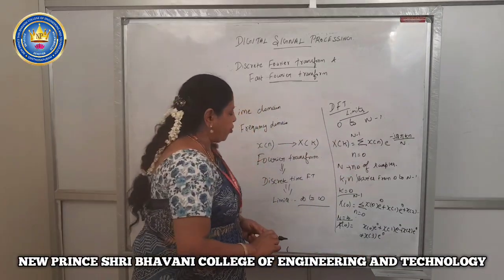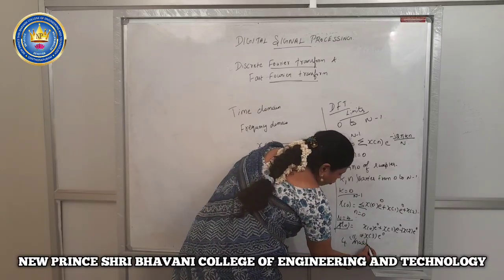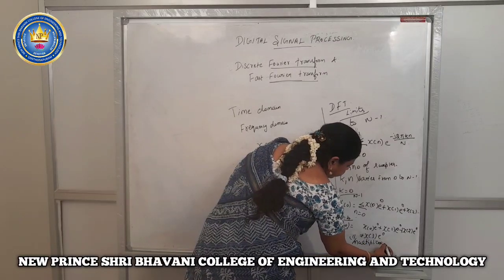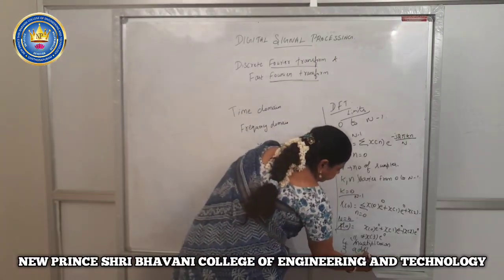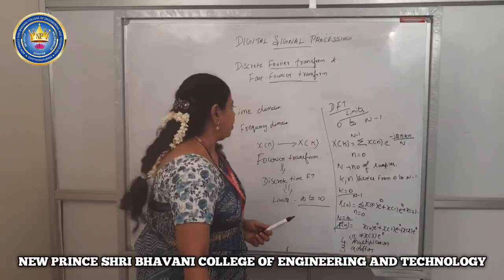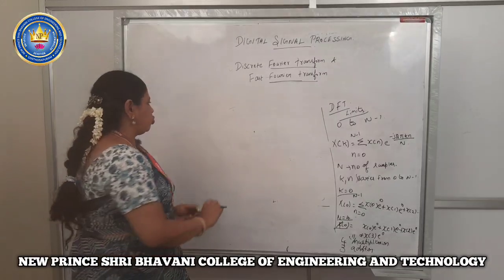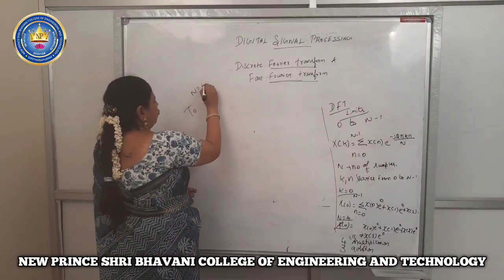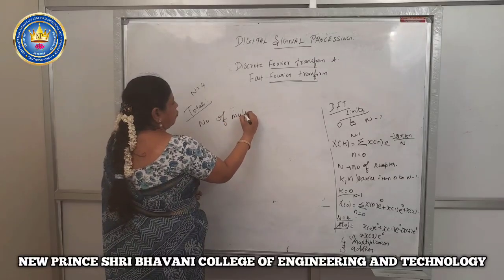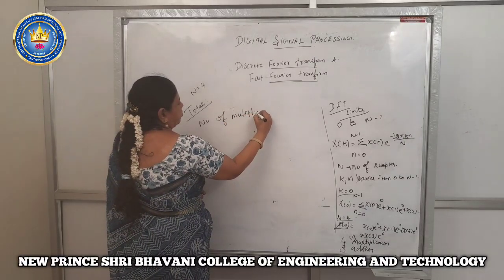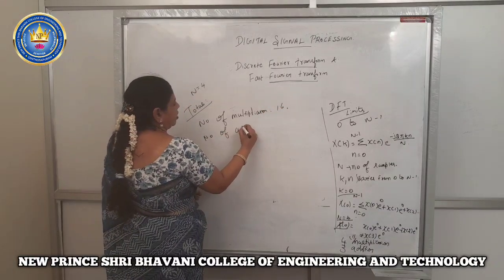That is, for computing X of 0, I require 4 multiplications. Similarly, I require 3 additions. This is for one particular value. The same thing is repeated for X of 1, X of 2, X of 3. So, in total, for N equal to 4, the number of multiplications is 16 and the number of additions I require is 12.